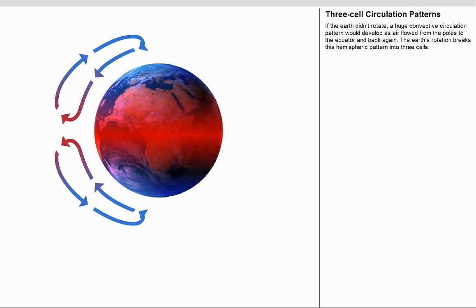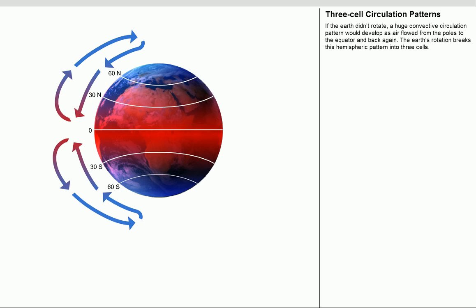If the Earth didn't rotate, a huge convective circulation pattern would develop as air flowed from the poles to the equator and back again. The Earth's rotation breaks this hemispheric pattern into 3 cells.